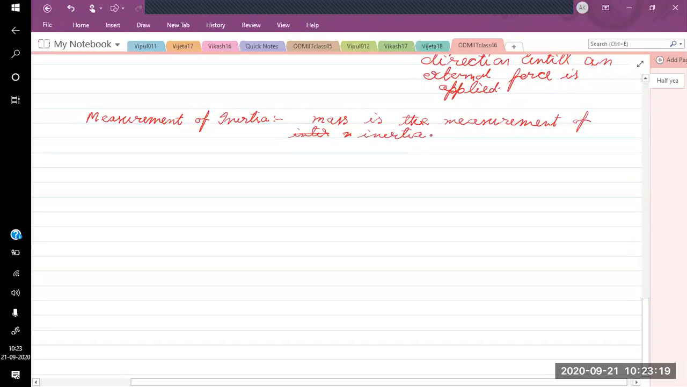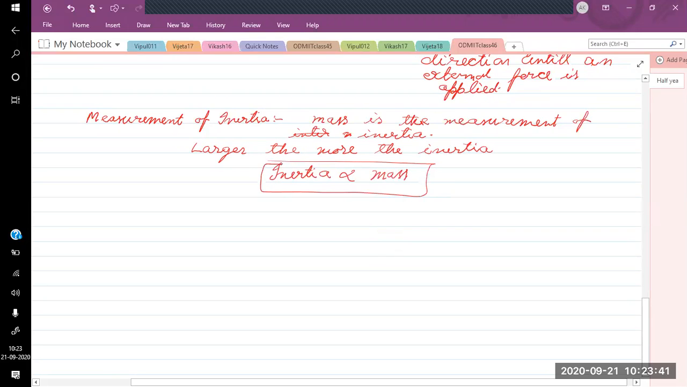Larger the mass, more the inertia. Or you can say inertia is proportional to mass. It can also be given by some other relation. Suppose inertia is proportional to square of mass, but that is not the case. The inertia is directly proportional to mass. So this thing we should know.